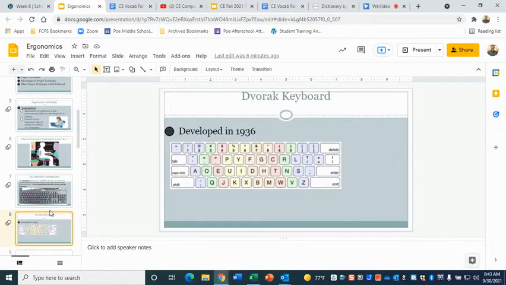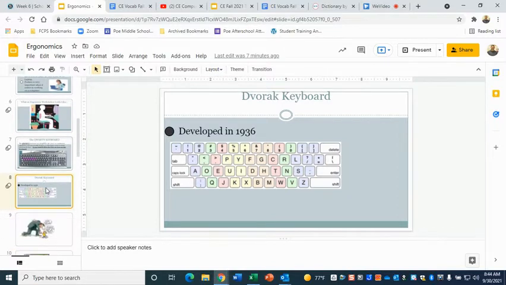The Dvorak Keyboard was developed in 1936. This keyboard was developed mainly because people didn't feel that with computers and the way the keyboards were set up that we needed the Qwerty keyboard anymore, and they thought that this would be a more user-friendly keyboard for people typing because more letters were on the home row. Unfortunately, this keyboard hasn't been adopted because it's so expensive to change all the keyboards from around the country.